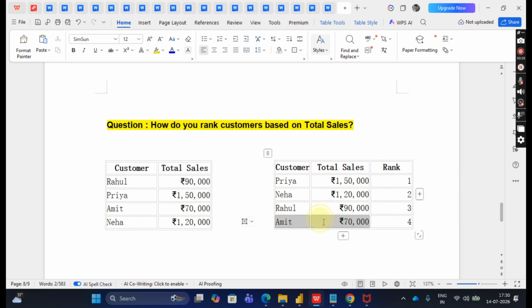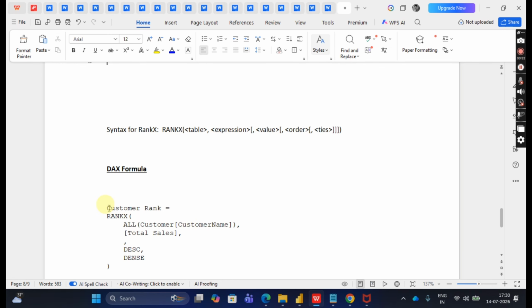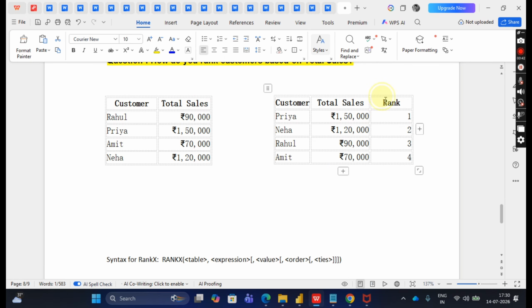Let us understand each line of the DAX code. We are creating a new measure called customer rank. Then we are introducing a function called RANKX. RANKX is the DAX function which is used to assign a rank to each customer on the basis of a particular expression.